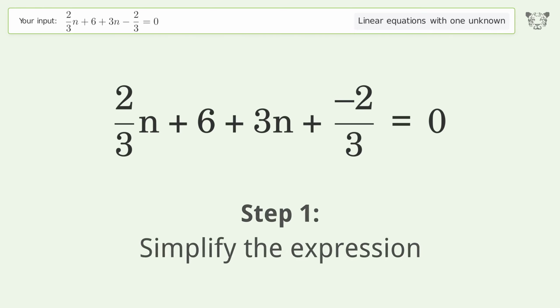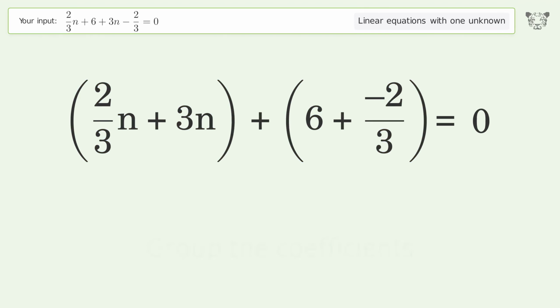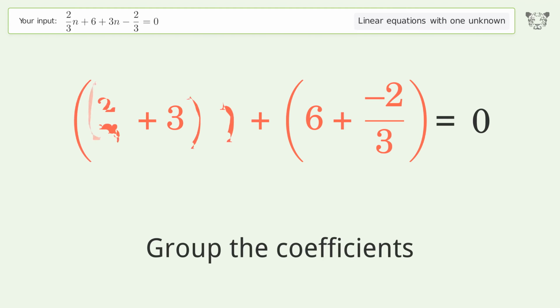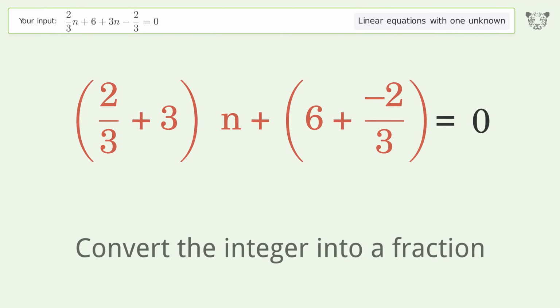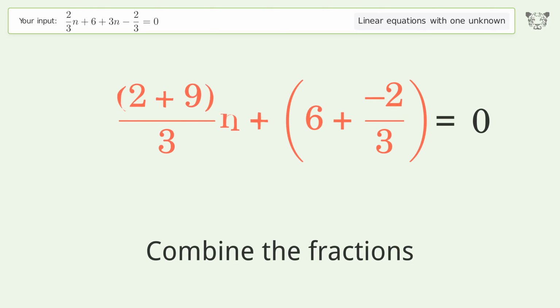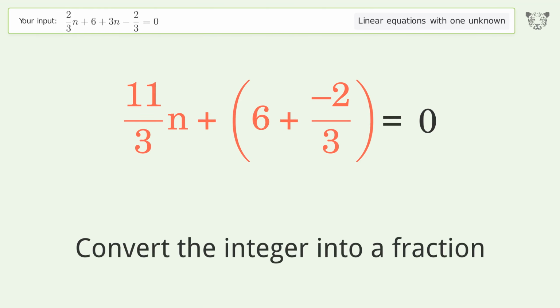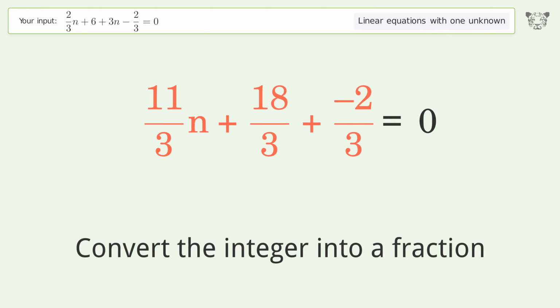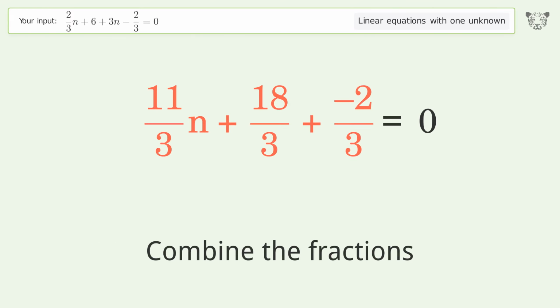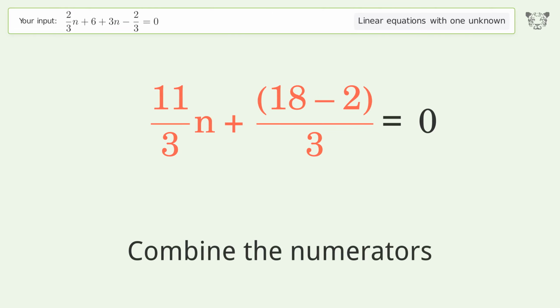Simplify the expression. Group like terms. Group the coefficients. Convert the integer into a fraction. Combine the fractions. Combine the numerators. Convert the integer into a fraction. Combine the fractions. Combine the numerators.